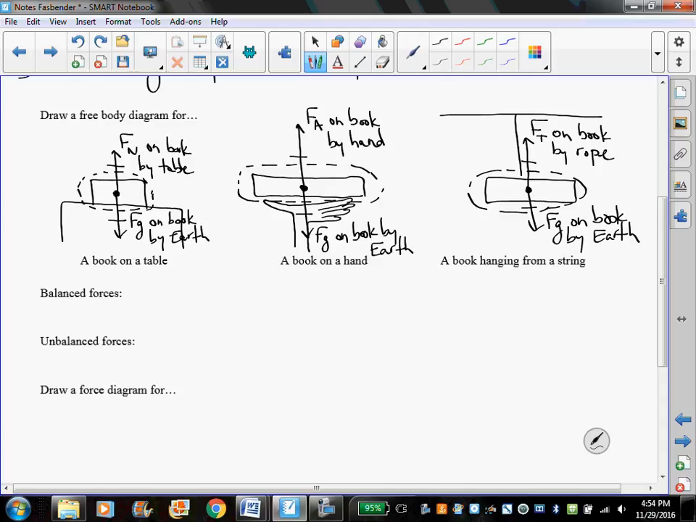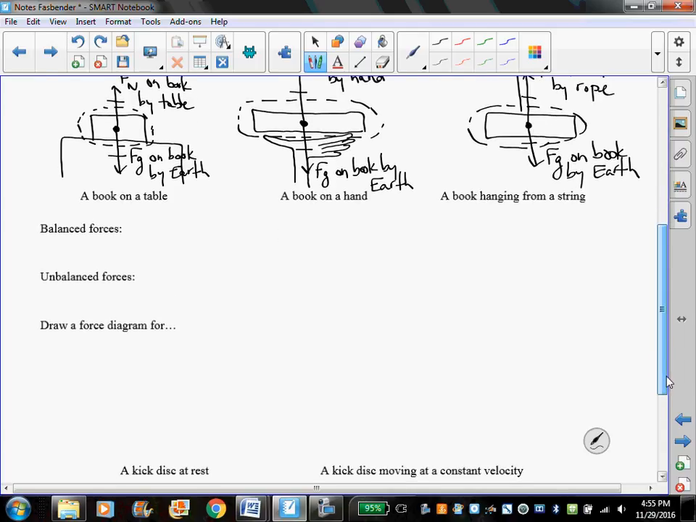Now, going through and asking yourself those questions like, is it sliding? Is there a rope? Is there a hand that's pushing on it? Those are always good questions to ask yourself because that'll help you identify what forces might be acting on an object if you're not totally sure what's there.